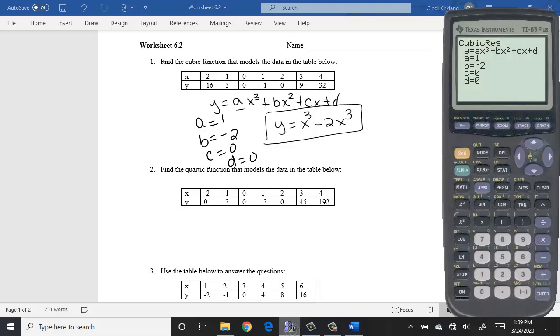So let's look at example 2. This time they want a quartic function. You can see that our data is a little different. Our x values are -2, -1, 0, 1, 2, 3, and 4. But our y values are different from example 1. So I'm going to go up and I'm going to clear L2 out. Let's put these correct data in there.